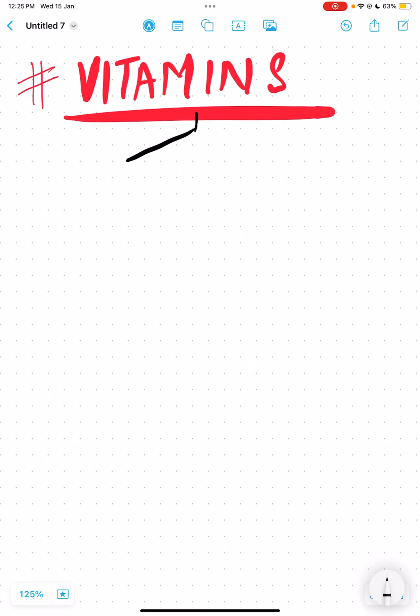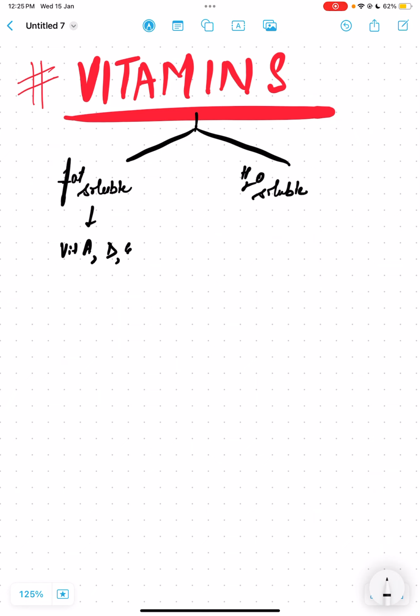So basically, we have two categories of the vitamins. They are either fat soluble or water soluble. We have four fat soluble vitamins, that is vitamin A, vitamin D, vitamin E, and vitamin K. And for the water soluble, we have vitamin B and vitamin C. You should remember that for the absorption of the fat soluble vitamins, we require the bile salts.